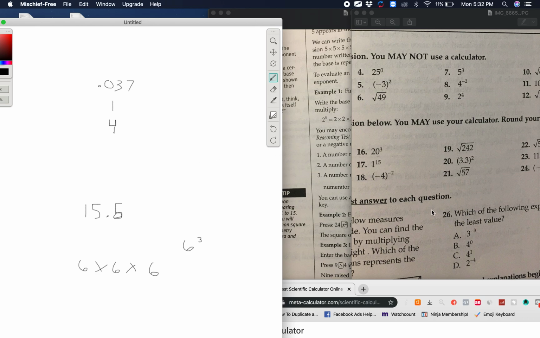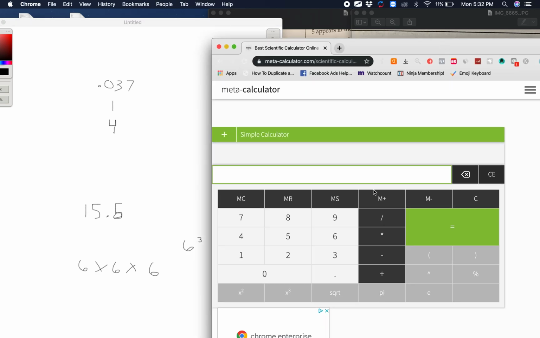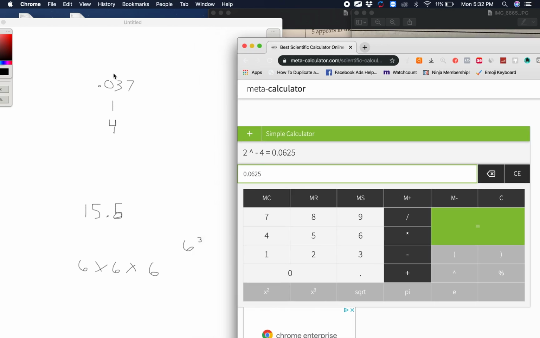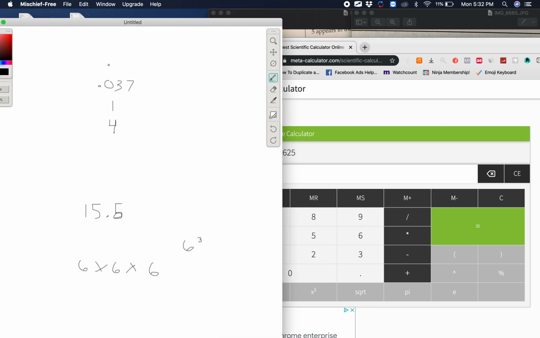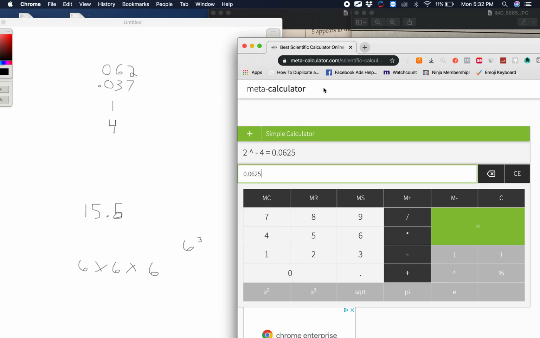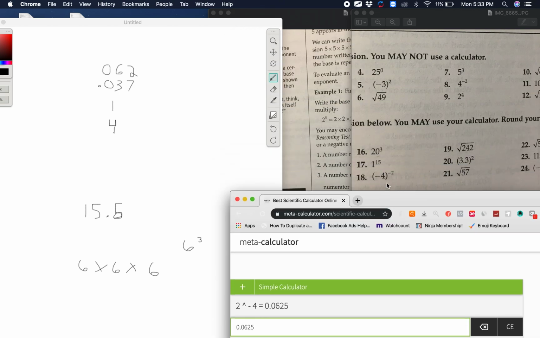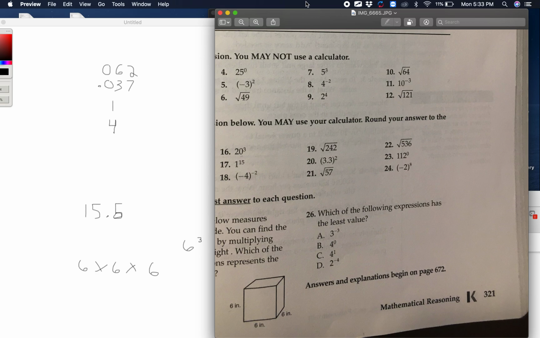So we have 2 to the power of negative 4. Let's see that. 2 to the power of negative 4 is 0.06. I'm going to write it close to this one so that we can compare it closely. We already know, because this number is larger than this one here, that the first one we did has the highest value, or the lowest value. So the answer to this question is A.